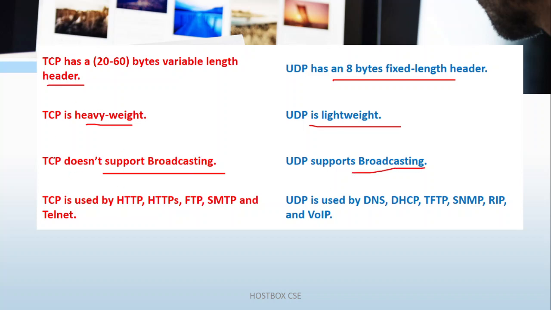At last, TCP is used by protocols like HTTP, HTTPS, FTP, SMTP and Telnet. And UDP is used worldwide today by protocols like DNS, DHCP, SNMP, RIP and VoIP also. So these are the main differences between TCP and UDP.